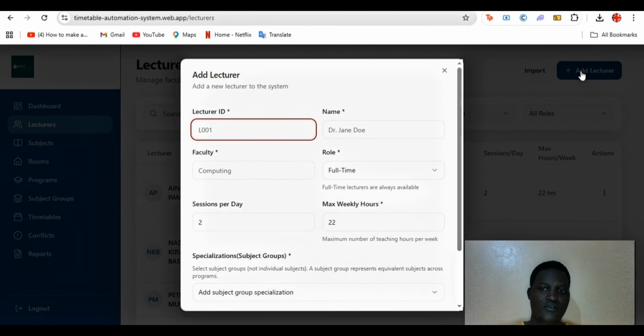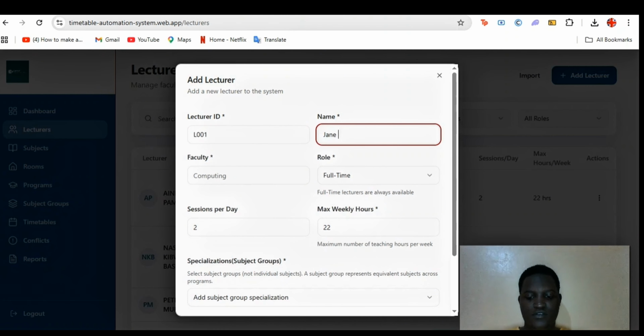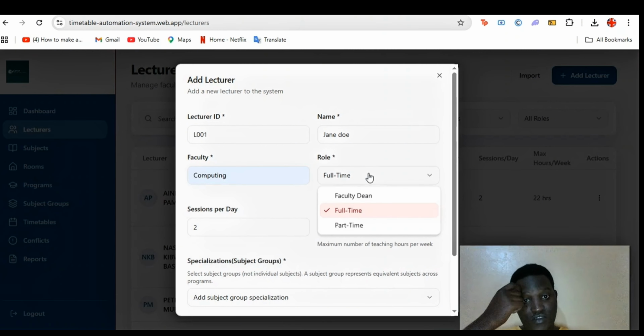So, for example, let's say add a lecturer. You could come and input in lecturer ID, the lecturer's name, let's say Jane Doe, the faculty, and then computing, IT, or business, or health, the different types of faculties that your institution has. So let's say computing, the role, are they full time, part time, faculty head? So if the faculty head, it means they're always in the school. Full time, they're always in the school.